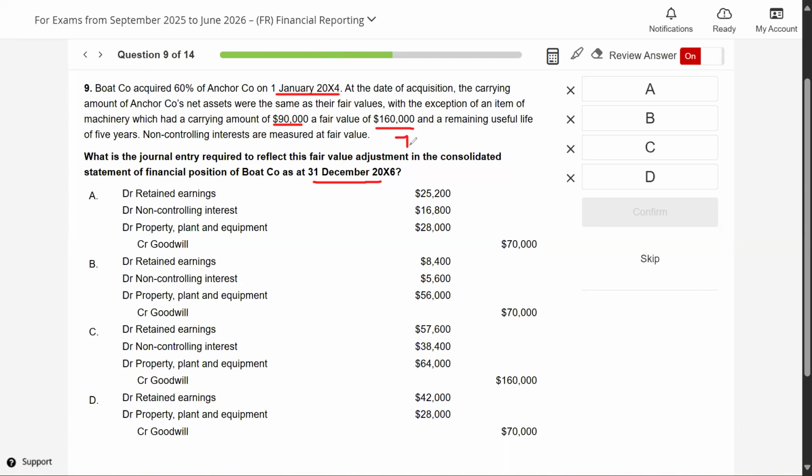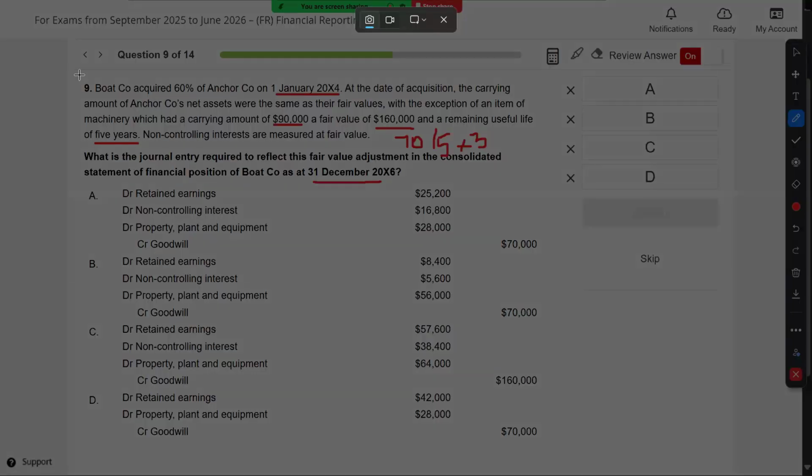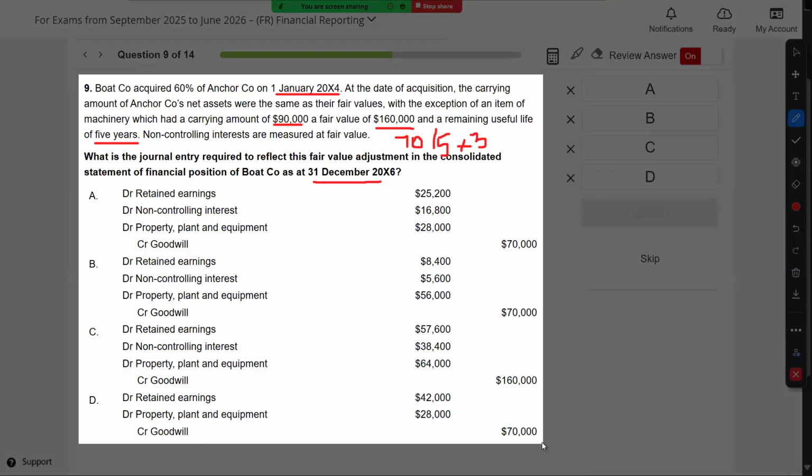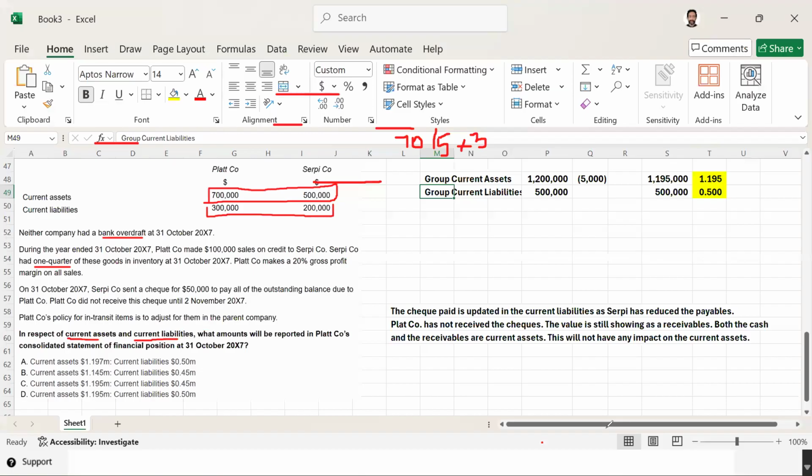Okay, so we could just write it here that the difference between the two is 70,000, and the remaining useful life of 5 years. So which means that there is this fair value adjustment, and for that we have to calculate the depreciation for 5 years, and whatever depreciation we get, we multiply that by 3 years, because 3 years have gone by from the date of acquisition to the financial statement date. Okay, so that is going to be the depreciation charge. So it's best if I take this question to the Excel sheet and we can discuss it better. So let's see.